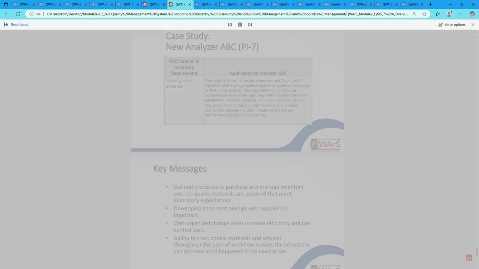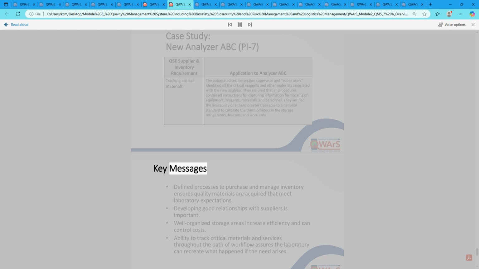Case study, new analyzer ABC, PI 7. QC supplier and inventory requirement application to analyzer ABC: tracking critical materials. The automated testing section supervisor and super users identified all the critical reagents and other materials associated with the new analyzer. They ensured that all procedures contained instructions for capturing information for tracking of equipment, reagents, materials, and personnel. They verified the availability of a thermometer traceable to a national standard to calibrate the thermometers in the storage, refrigerators, freezers, and work area.